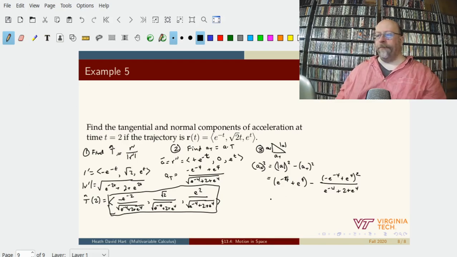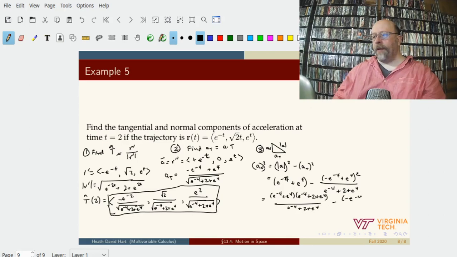All right. I need to get a common denominator here. So this will be e to the negative 4 plus e to the 4 times e to the negative 4 plus 2 plus e to the 4, over e to the negative 4 plus 2 plus e to the 4, minus negative e to the negative 4 plus e to the 4, squared, over e to the negative 4 plus 2 plus e to the 4.